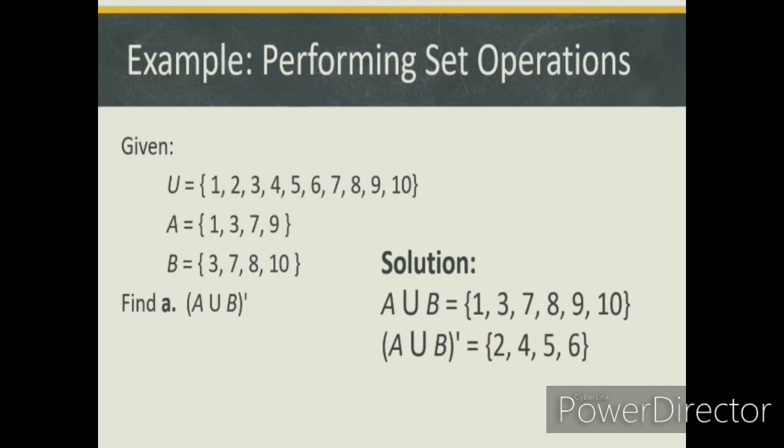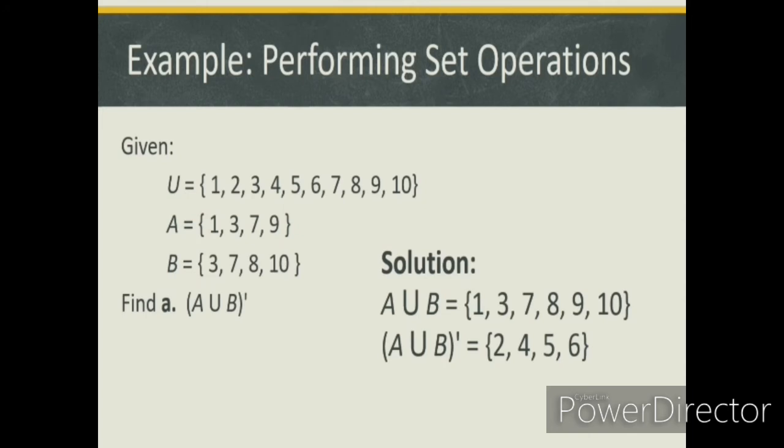However, the question asks what would be its complement. That means those numbers that are not found in our first answer, and that would be 2, 4, 5, and 6. You have to base your answer on the given universal set as well.